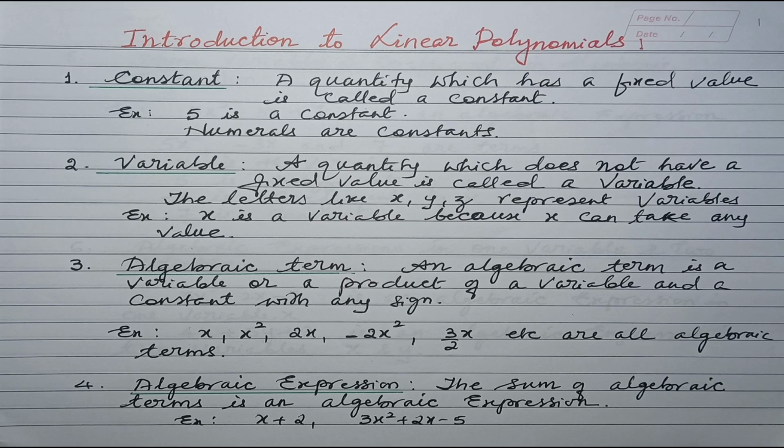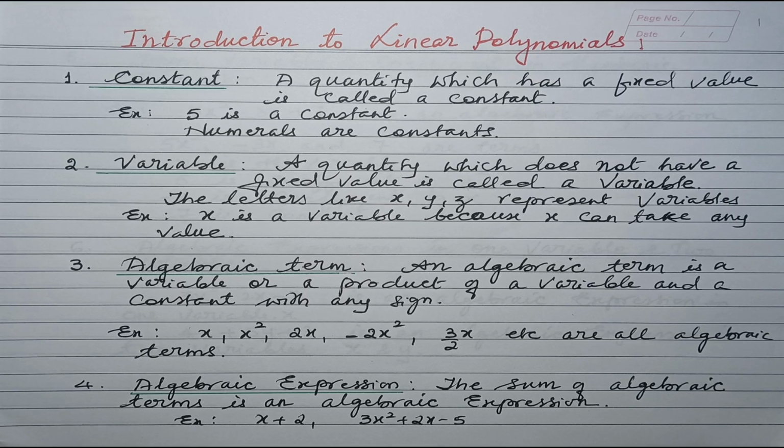Now what is an algebraic term? An algebraic term is a variable or a product of a variable and a constant with any sign. For example, x is a variable. It is because it's a literal, that is a letter. x square is also an algebraic term. x is an algebraic term.